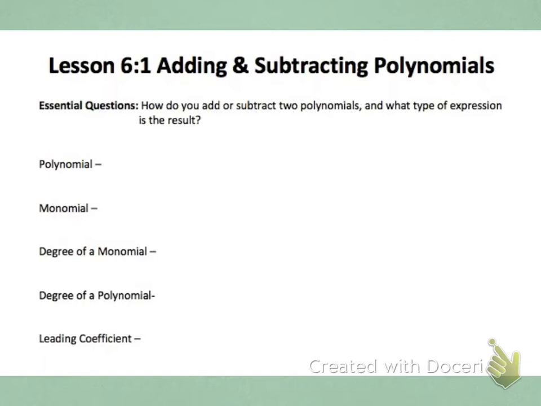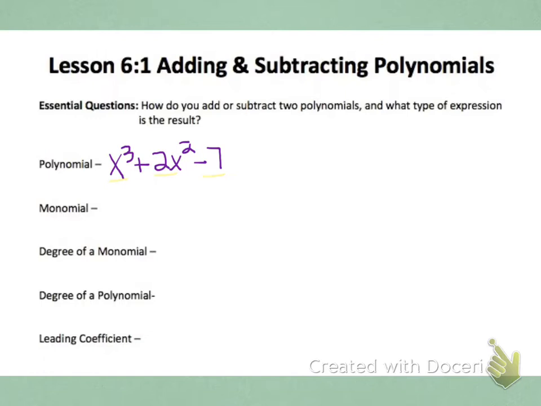So for example, if I had something like this, I'd have x cubed plus 2x squared minus 7. So there are three different terms there: 1, 2, 3. Terms are separated by additions and subtractions. And so that would create a polynomial because each of those is an algebraic expression, and it's the combination of them as a sum or a difference.